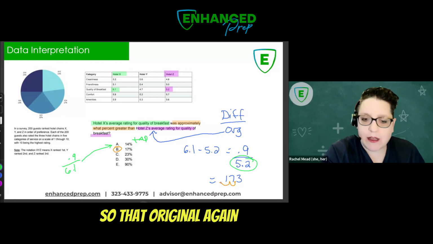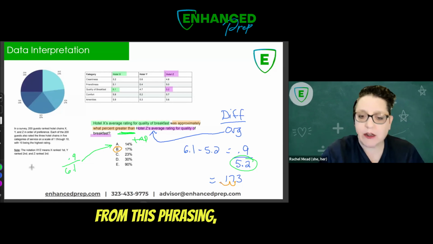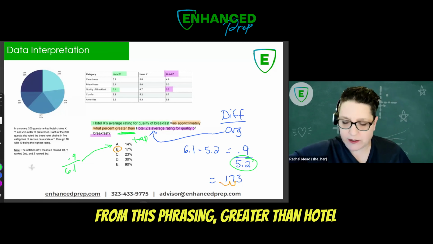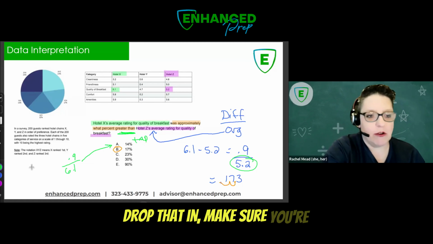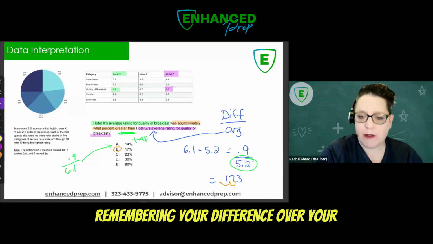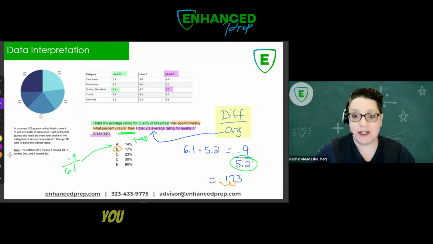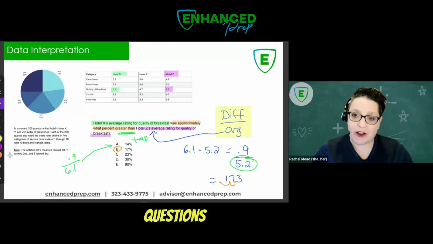So that original again comes directly from this phrasing, greater than Hotel Z. Drop that in, make sure you're remembering your difference over your original for your percent change, and you should get through your percent questions very quickly.